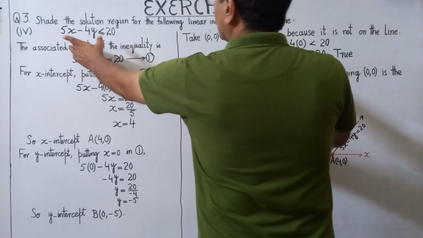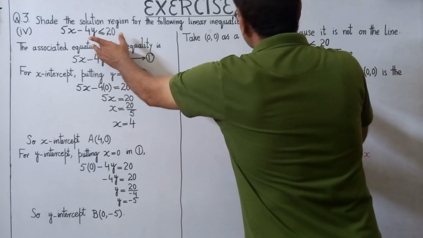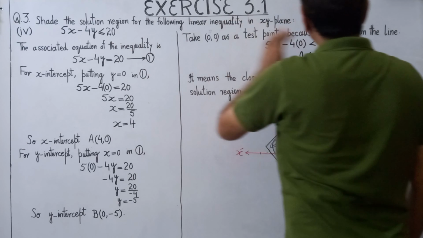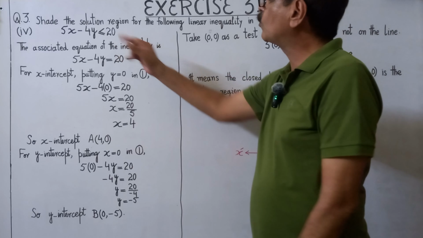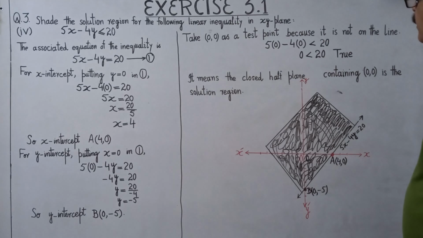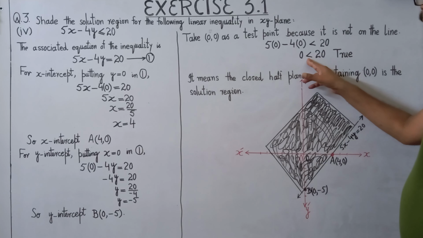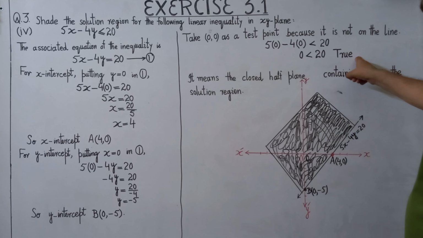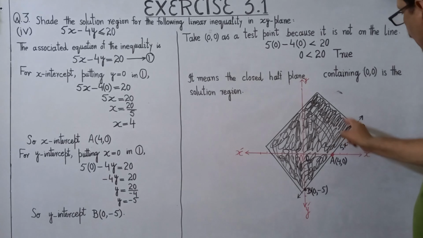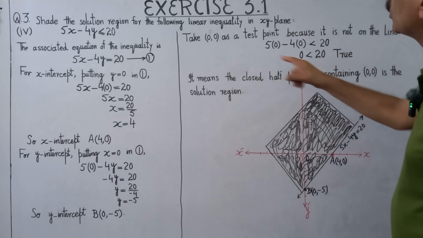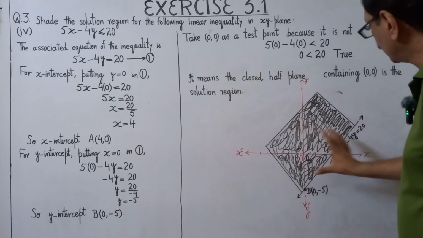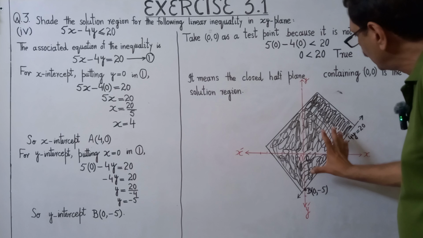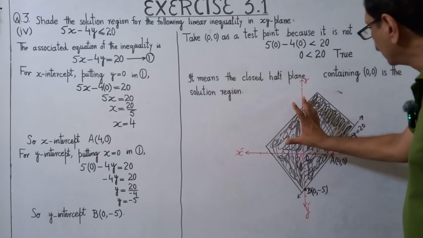So putting x is equal to 0, minus 4 into 0 is less than 20. Here it is less than or equal to, but I have written only less than because 0 is less than 20. It is not equal to 20, so don't write the sign of equality, only less than. This is true. If it is true, it means the closed half plane containing point 0, 0 is the solution region. I mean to say it will be towards the origin.